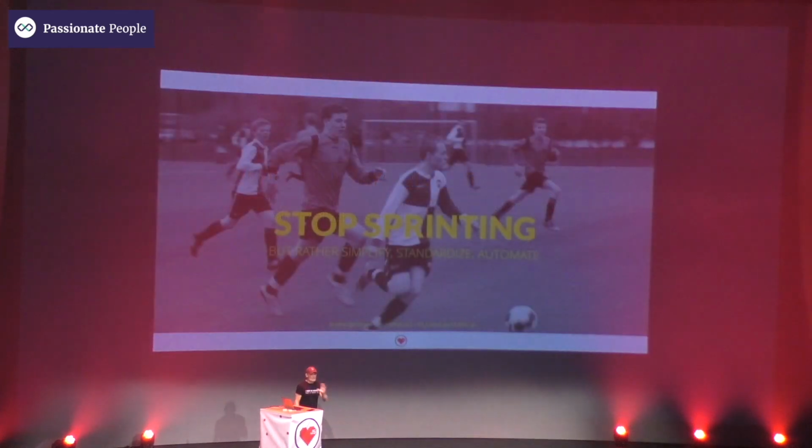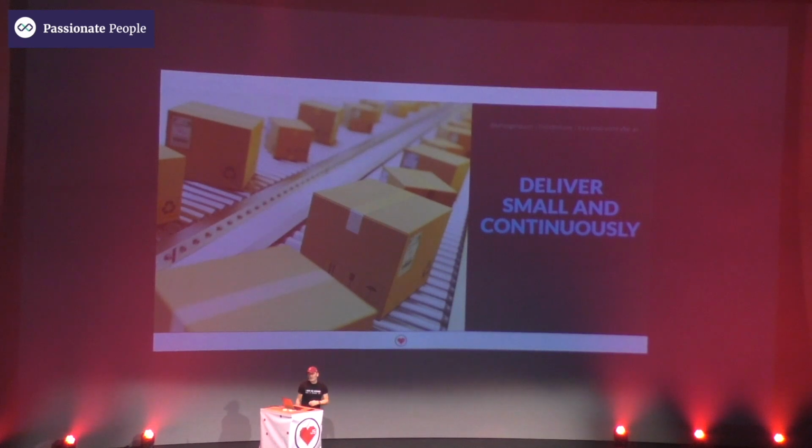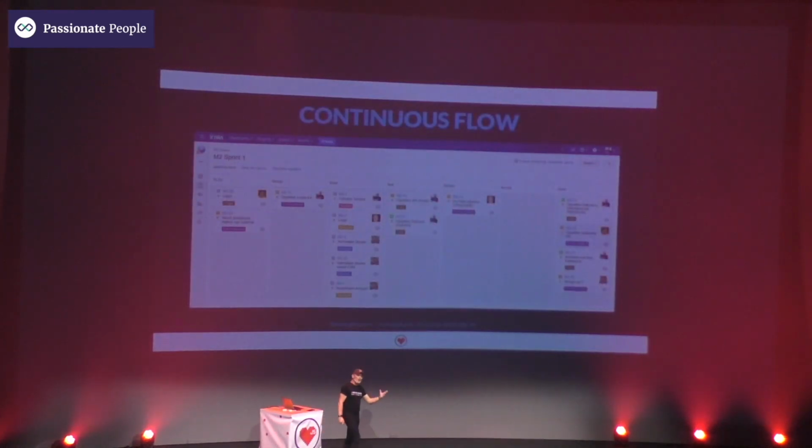So you can just stop doing sprints, right? Sprints do not add the value you need. You need to deliver small and continuously. You need to get into a flow that basically says all my work items move from left to right, and the shorter they can move from left to right, the shorter the time I need, the faster I go, the better I am at what I do, the more automated I am at what I do.